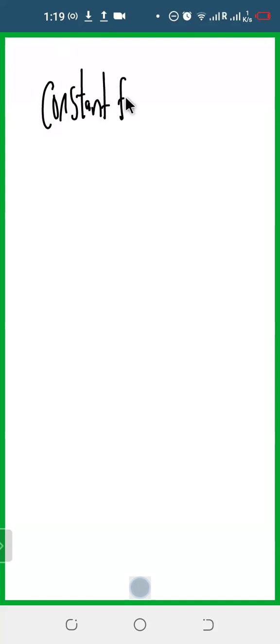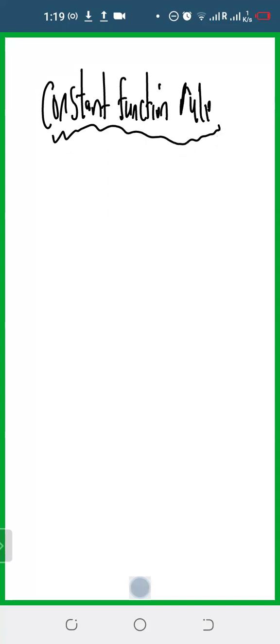Now we are going to look at the constant function rule of differentiation.